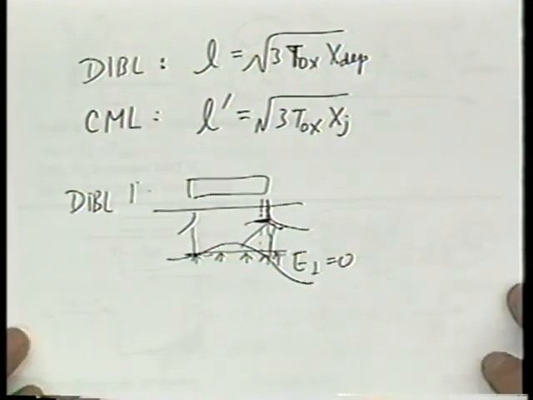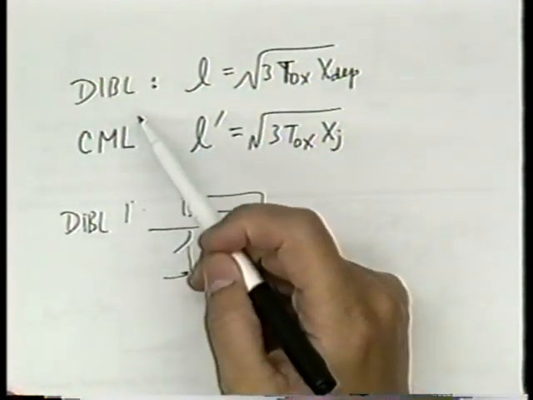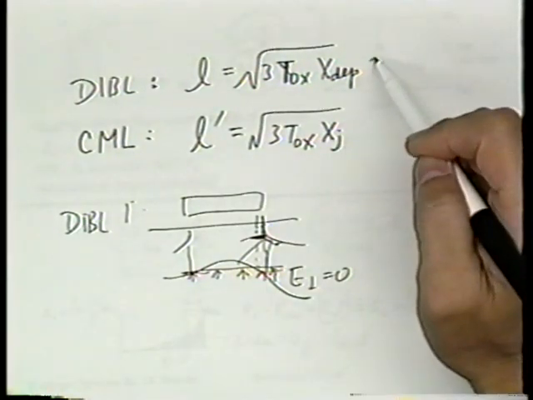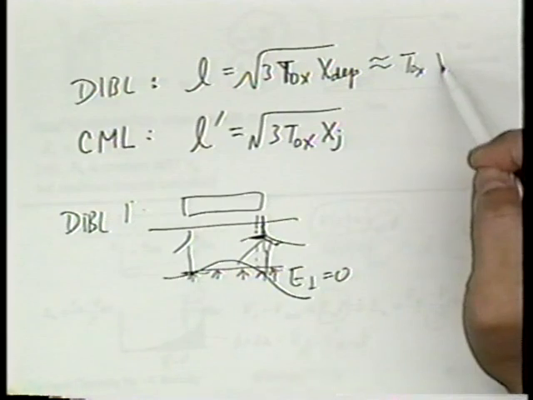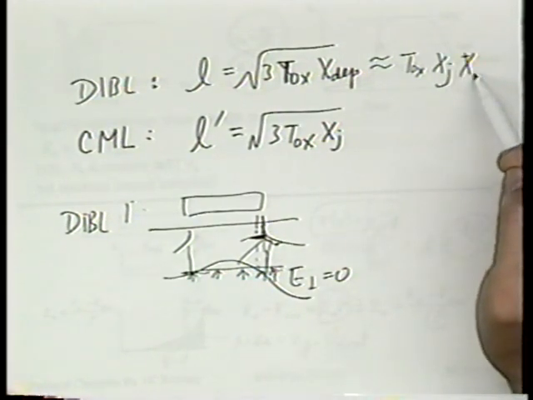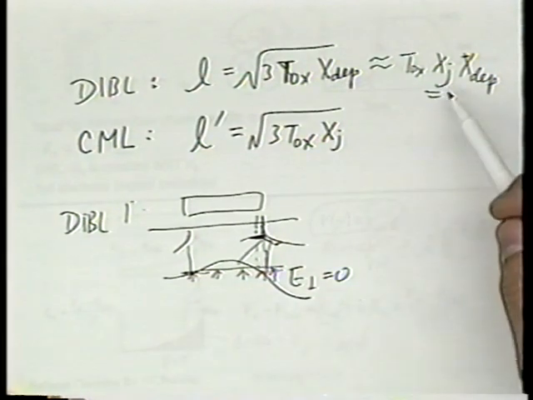All right. And in reality, I just want to remind you, even with the Dibble case, we've shown you that experimentally we did find that it has to do with TOX. It also has to do with XJ and has to do with X depletion. Is that right? So empirically, we know that it has something to do with that.